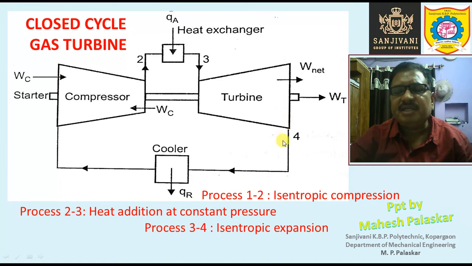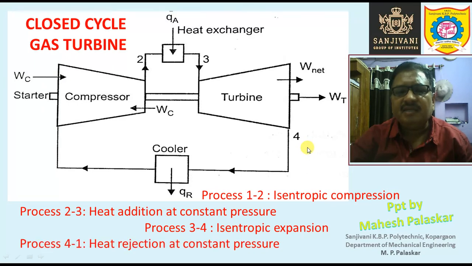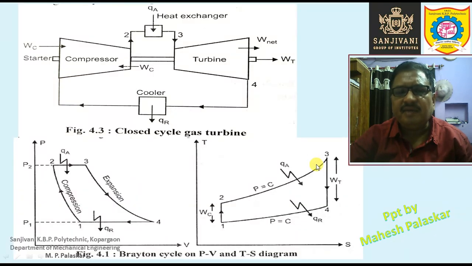Then the working substance will leave the turbine, it will get cooled, and it will enter inside the compressor. So that is the process 4-1. During the process 4-1, the working substance gets cooled in the cooler. So that is the heat rejection process, and the heat rejection also takes place at constant pressure according to the Brayton cycle. Now we can see the Brayton cycle and the closed cycle gas turbine block diagram simultaneously.